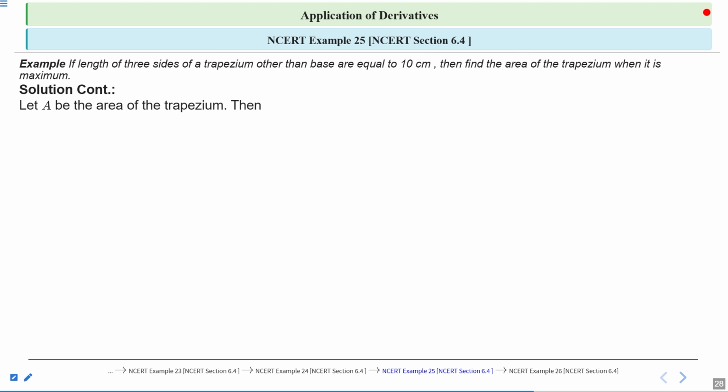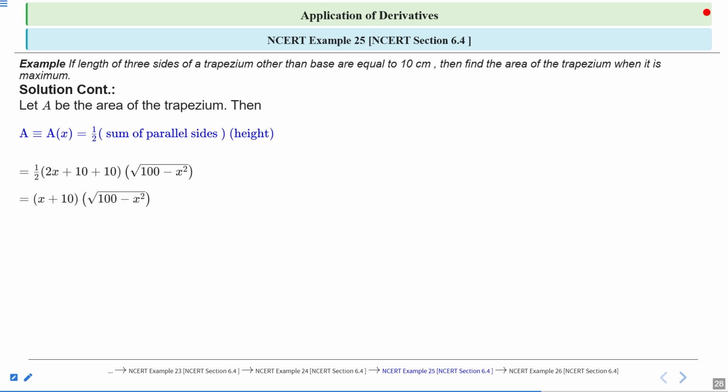Let A be the area of the trapezium, then A(x) is equal to half into the sum of parallel sides into height, which is equal to half into 2x plus 10 plus 10 into root over 100 minus x square, which can be written as x plus 10 into root over 100 minus x square. Finding the x value for maximum area.